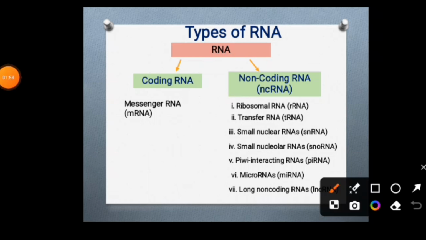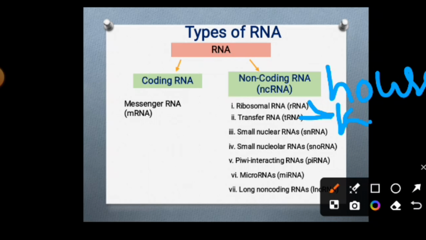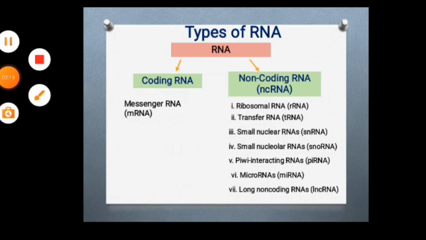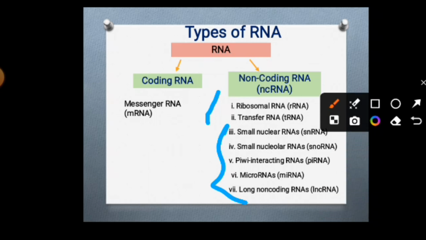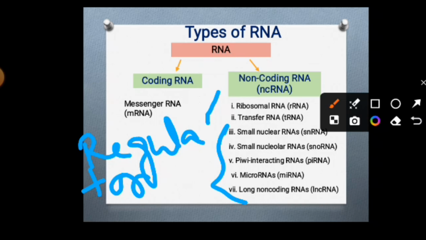Now these first two, the ribosomal RNA and the transfer RNA, are known as housekeeping RNA. Whereas these, that is small nuclear RNA, small nucleolar RNA, piRNA, microRNA, and long non-coding RNA, are all regulatory RNA.